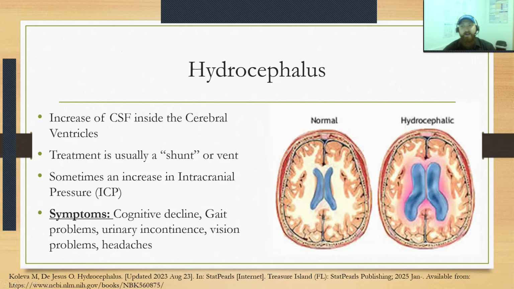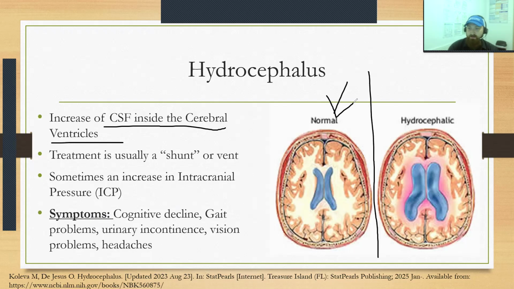So let's move on. What is hydrocephalus? Well, hydrocephalus is an increase in cerebrospinal fluid inside the cerebral ventricles. Now, this is an example of a normal brain on the left in this graphic. Obviously, we see the ventricles right here. They carry cerebrospinal fluid. And so what we have is a normal brain where that is just the right size, and the pressure is just the right amount. There are fluids inside the brain, and this is one of those fluids.